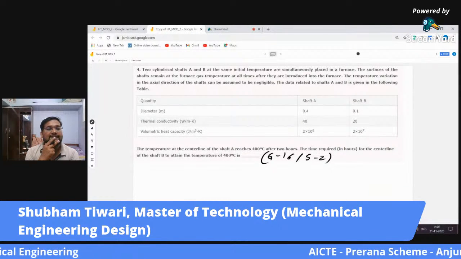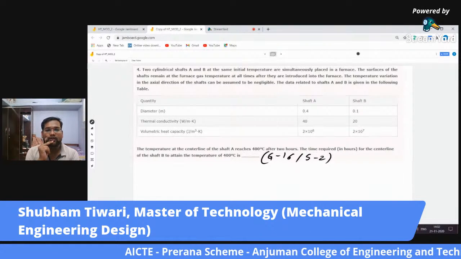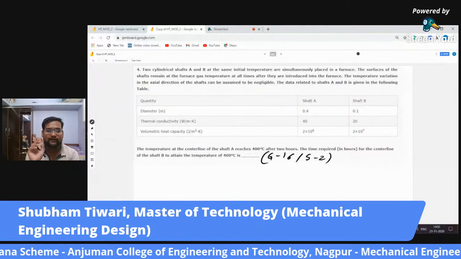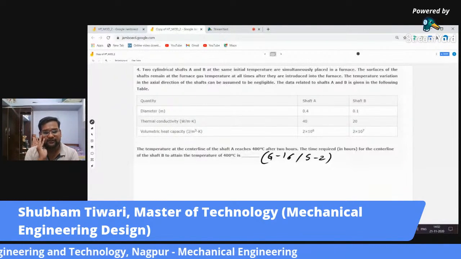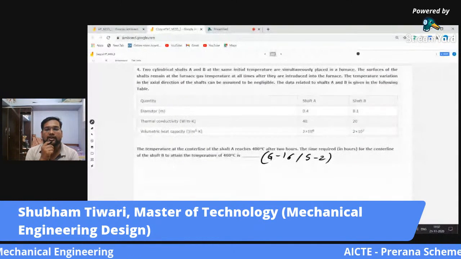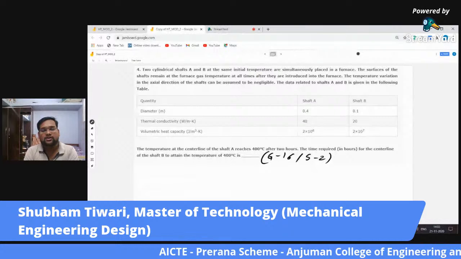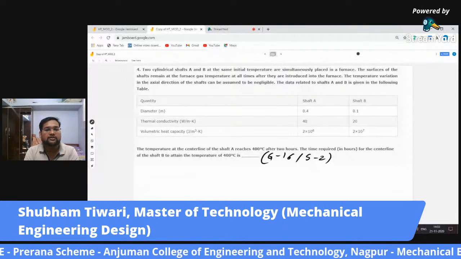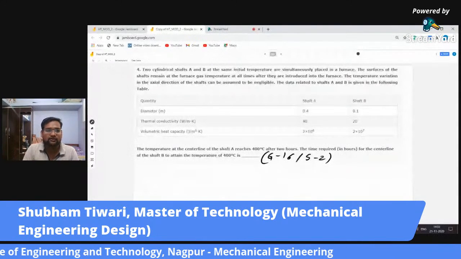The question here says that there are two cylindrical shafts A and B. Both are initially at the same temperature. They are placed in a furnace. The surface of the shaft remains at the furnace gas temperature at all times after they are introduced into the furnace. The temperature variance in the axial direction can be assumed to be negligible. The data related to the shafts A and B is given.